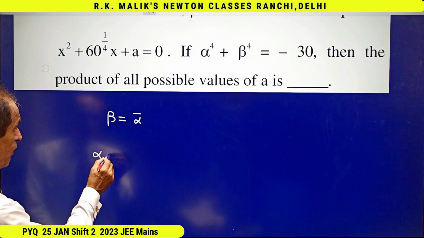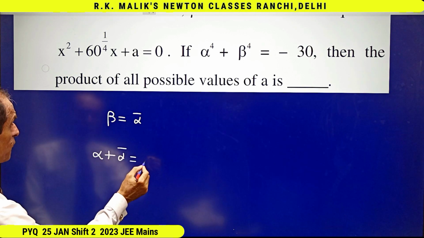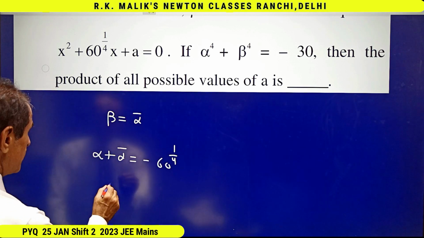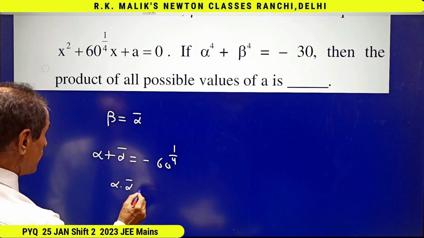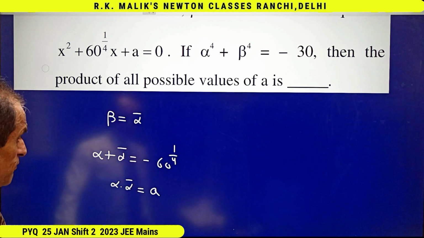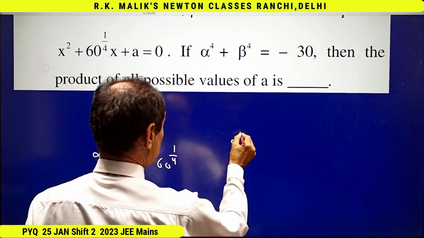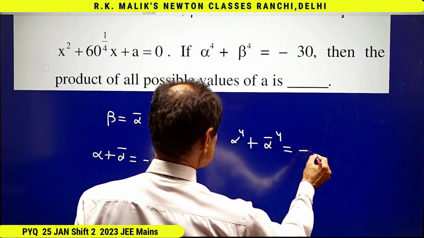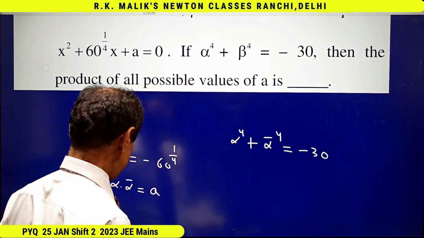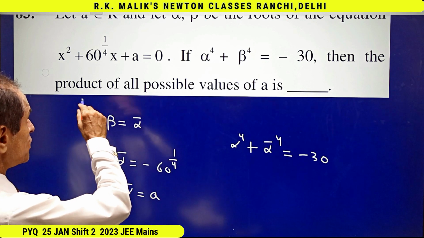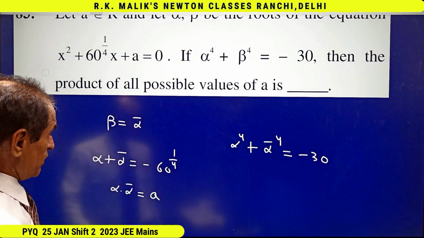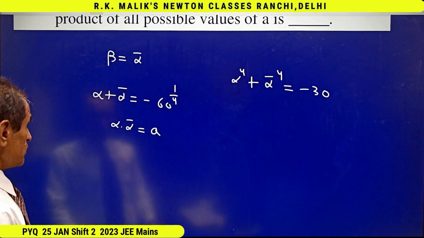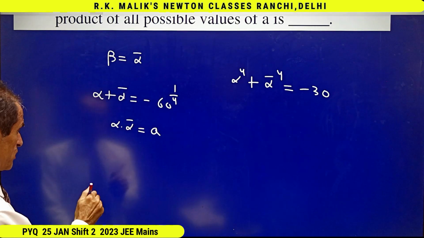Hence alpha plus alpha bar will be minus 60 to the power 1 by 4, and alpha into alpha bar will be equal to A. And now alpha to the power 4 plus alpha bar to the power 4 is minus 30. And as I want the product of all possible values of A, I will require an equation in A. For this, first I square both sides.